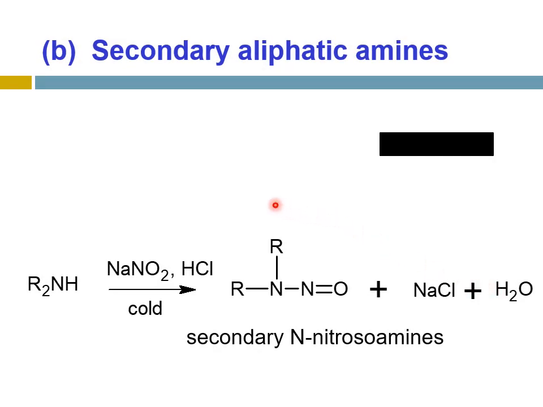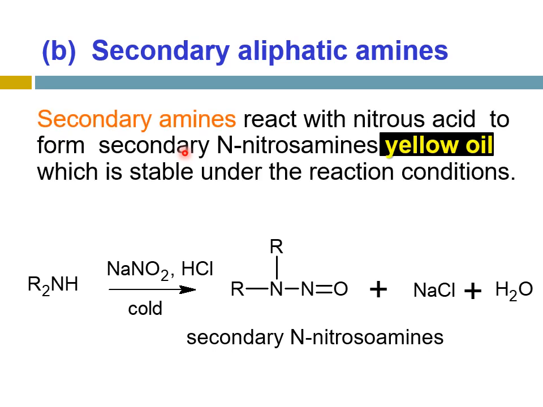Next is the reaction with secondary aliphatic amines. We are going to form nitrosamine. A nitrosamine is a yellow oil. So the observation when secondary aliphatic amines react with nitrous acid is the production of yellow oil. What we have here is only a one step reaction, so it's going to be a simple example.